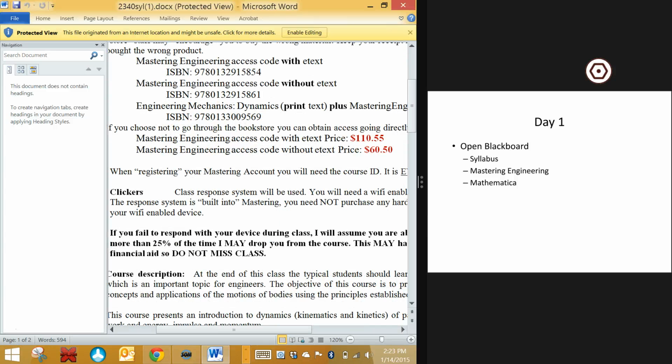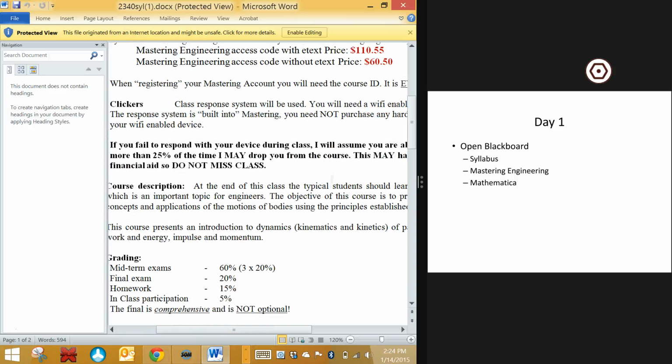There will be a class response system. It's built into the Mastering program. The only thing that you need is a Wi-Fi enabled device. That could be a laptop or your smartphone. I will use the in-class response to check attendance, so if I don't get a response from you, I will assume that you're absent, and if you're absent for too many days, I have the option of dropping you from the class. So don't miss too much.